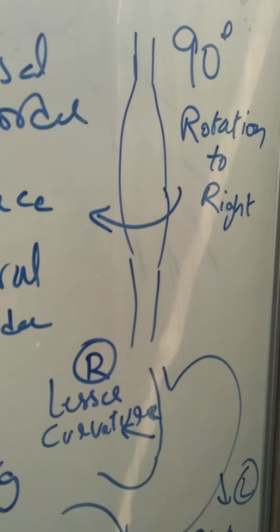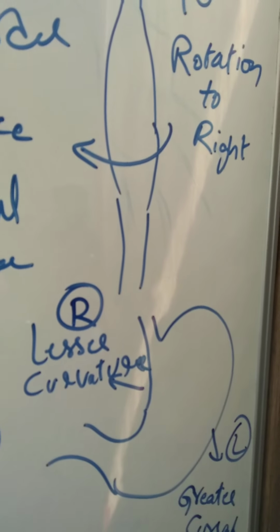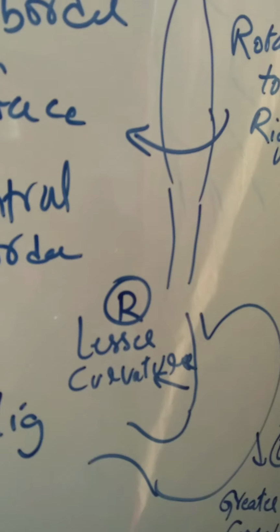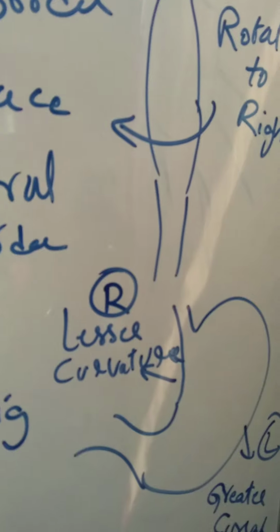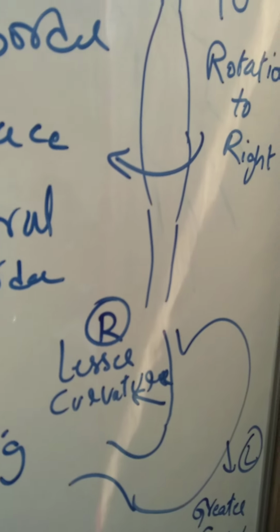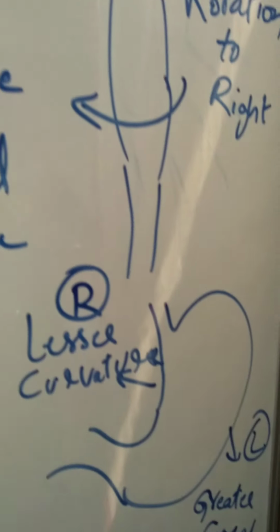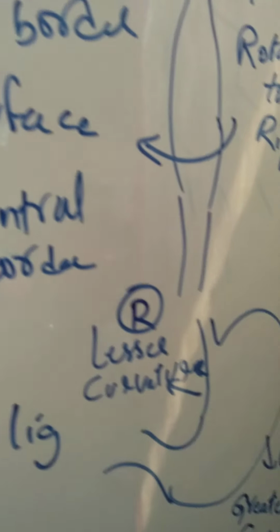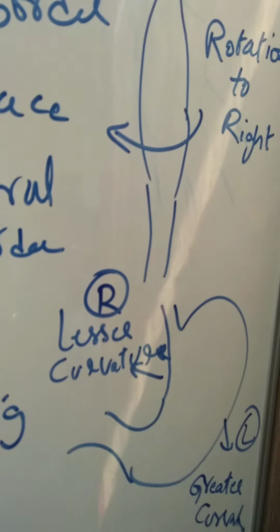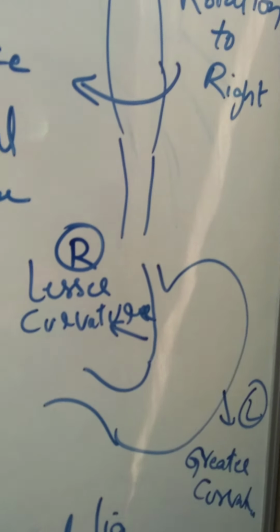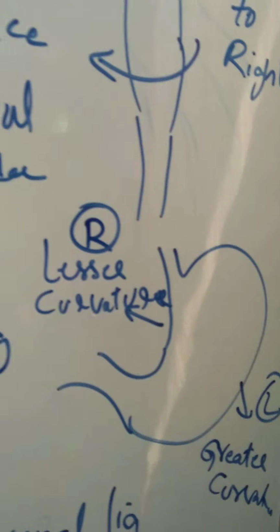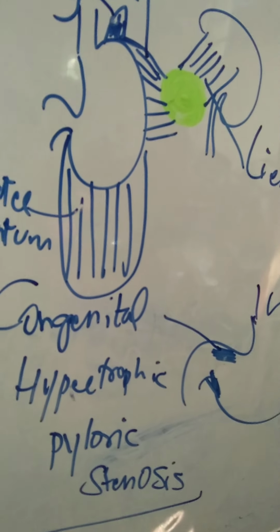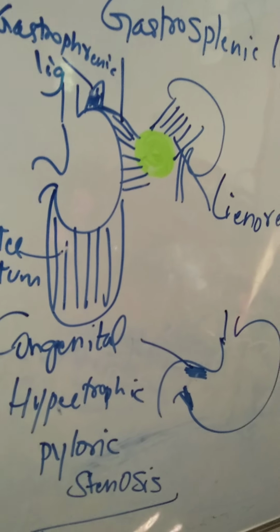In such a way, the left surface becomes anterior and the right surface becomes posterior, whereas the anterior border, the ventral border, becomes the right border, which forms the lesser curvature, and the initial dorsal border will now become the left border, which forms the greater curvature. So the initial left surface will now become the anterior surface. Proof: the left vagus becomes the anterior vagal trunk. Got this? So, the congenital anomaly is congenital hypertrophic pyloric stenosis. That is a summary of the development of the stomach.